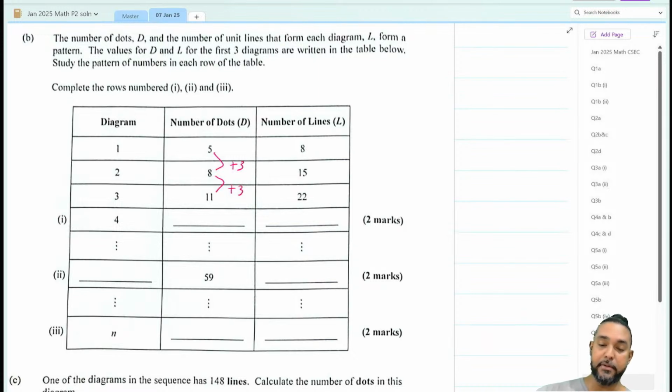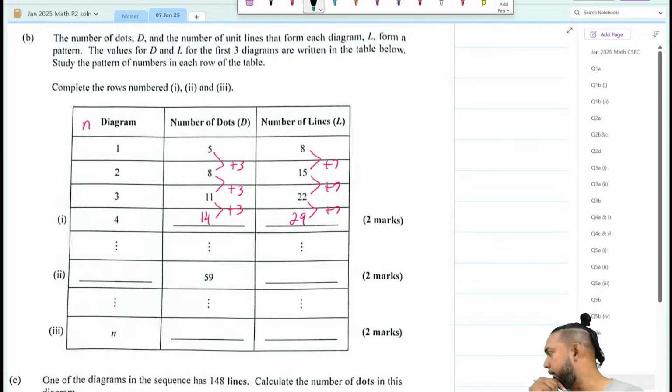So basically what's happening, to 5, you keep adding 3 every time, right? So on the diagram, they didn't give you a letter for the diagram. Let's just call it N. Diagram N, as they put an N here. So this is low hanging fruit. For the fourth diagram, clearly you're going to add 3 again, so that's going to be 14. For here, you add 7, add 7, add 7, so that's going to be 29. Okay, cool. 3n plus 2.